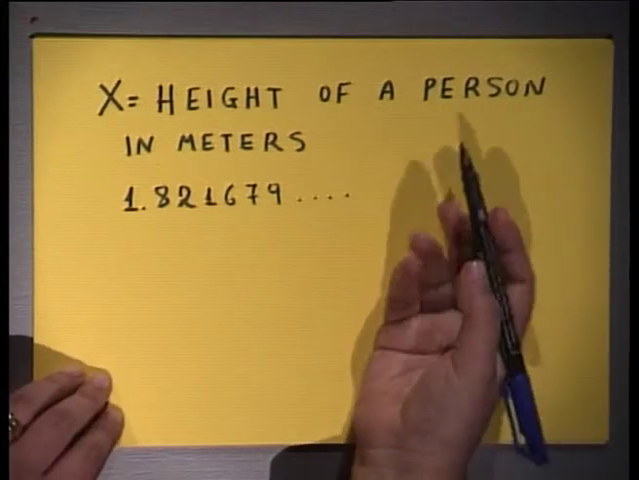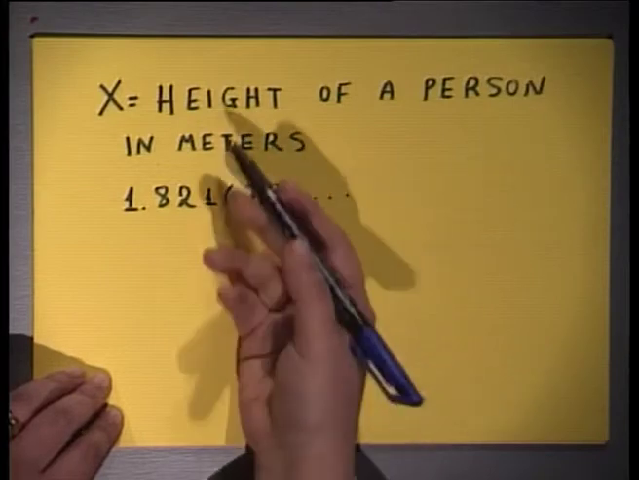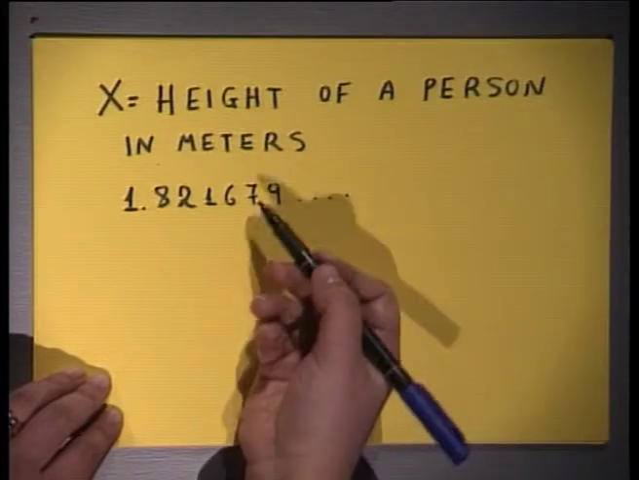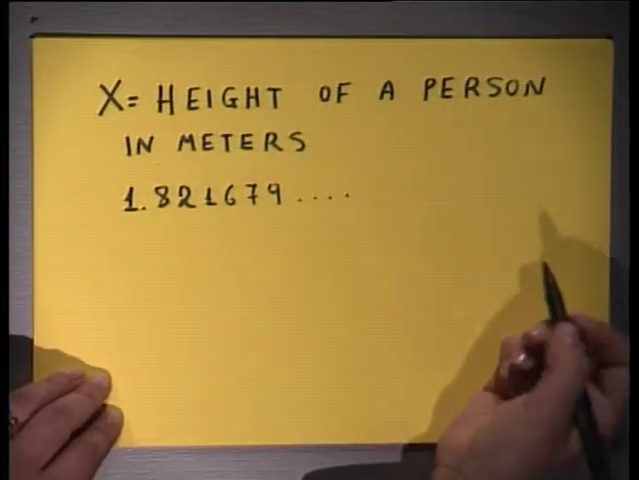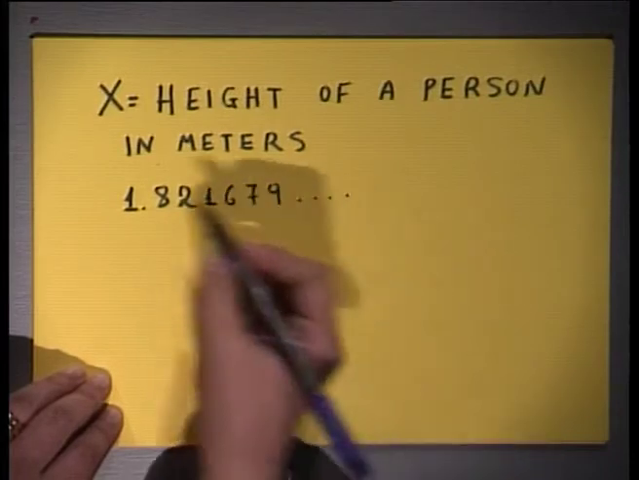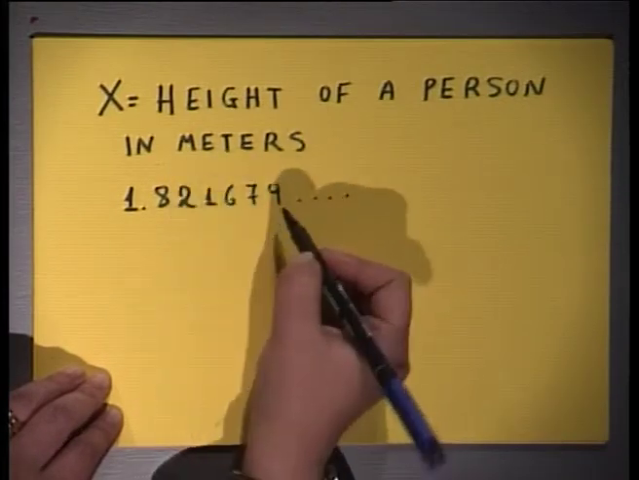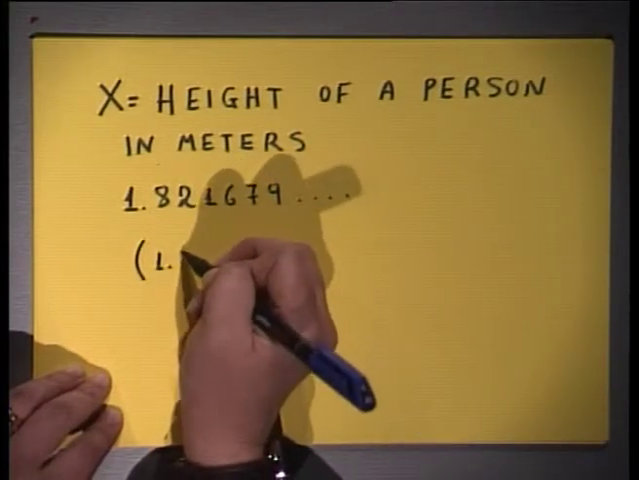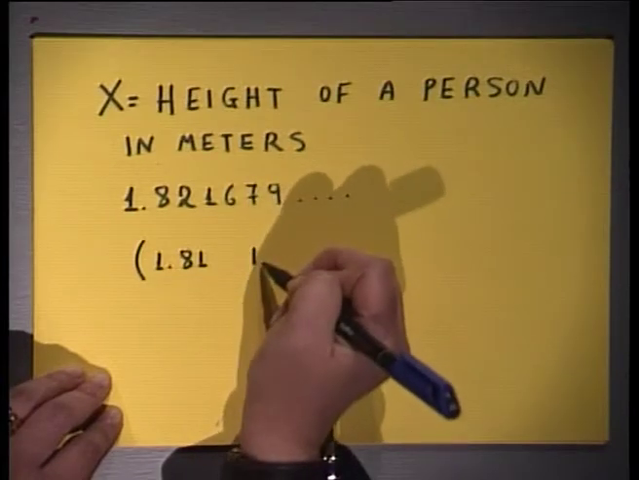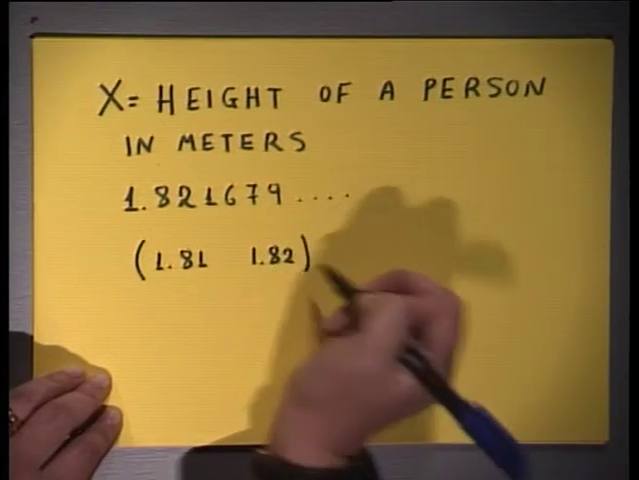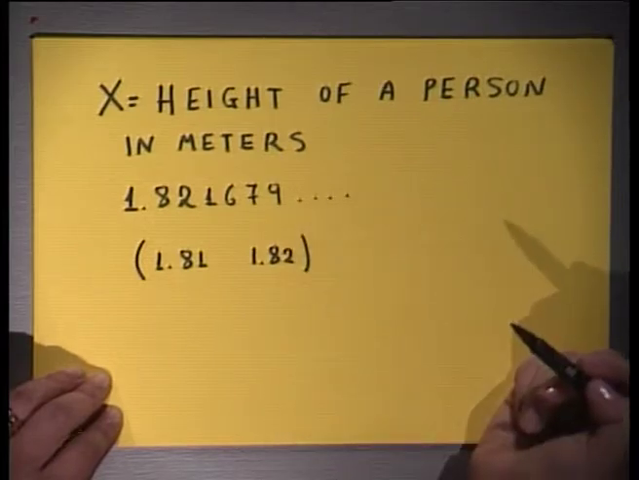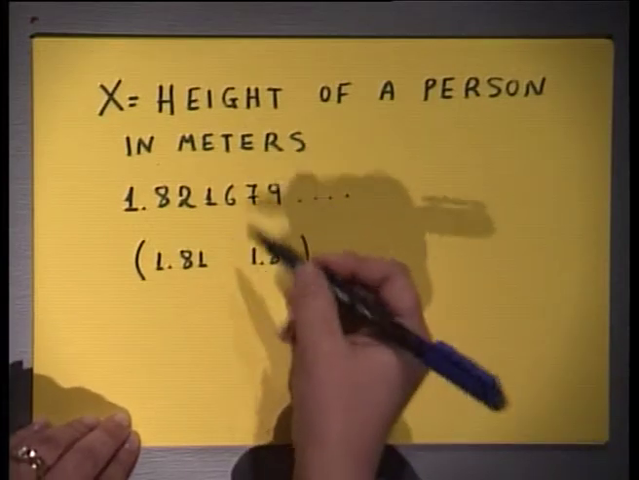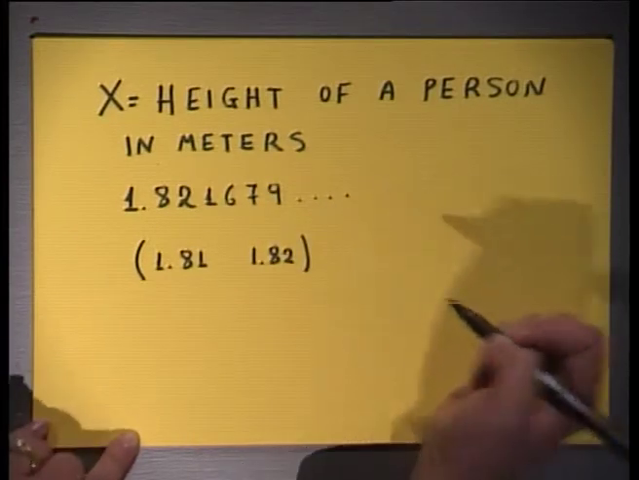So we understand that we can have people in different heights, and it wouldn't be useful to ask what is the probability of a person having a particular height. It would make more sense if, for example, we say what's the probability that a person has height 1.81 to 1.82. So we understand that for examples like this, it would be better to use continuous random variables.